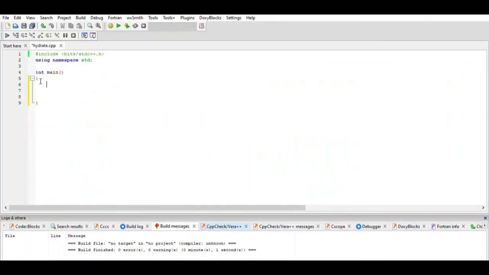Okay guys, so we'll start by declaring all the necessary variables. And we'll input all these variables. After that, we'll write the first if condition.